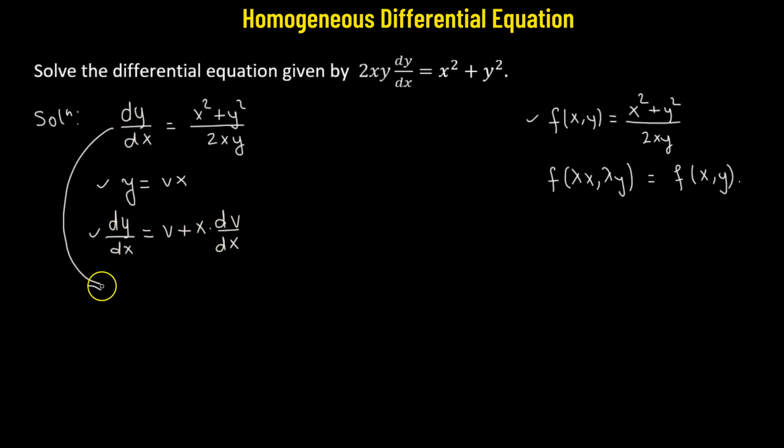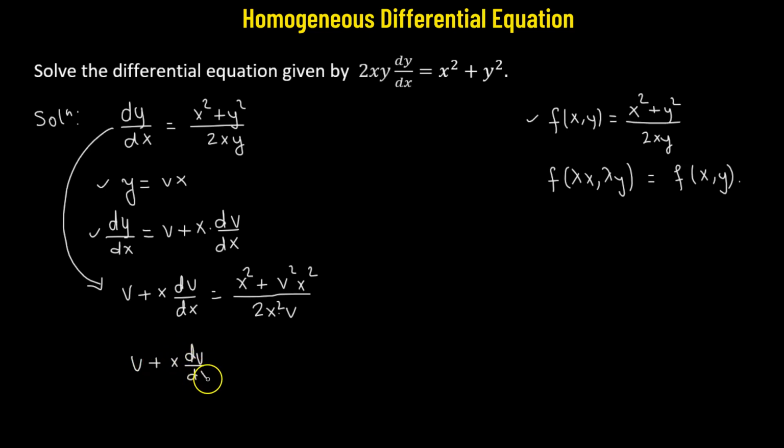So this differential equation now becomes v plus x dv over dx equals x squared plus, in place of y we have vx, so this becomes v squared x squared, divided by 2 times x times vx. That means 2 times x squared v. What we can do is divide both the numerator and the denominator by x squared. So this becomes v plus x times dv over dx equals 1 plus v squared divided by 2v.